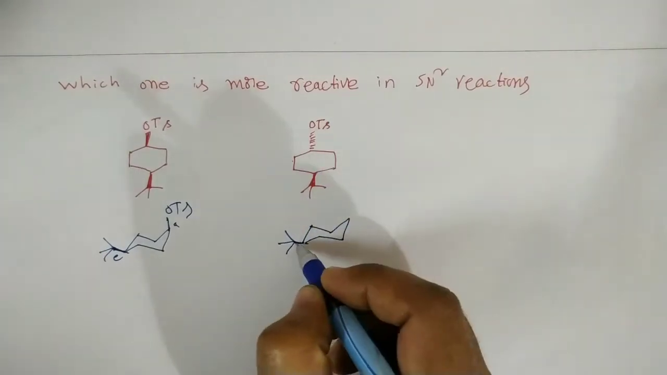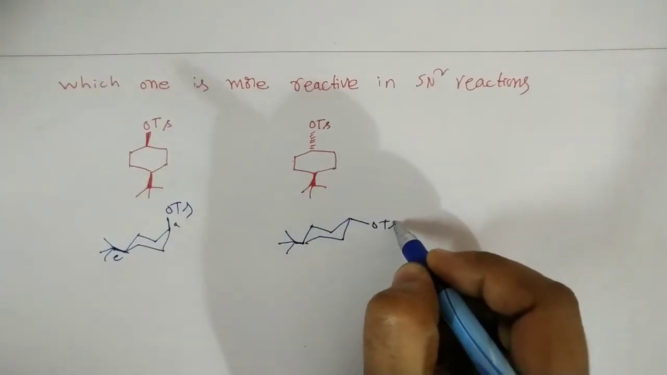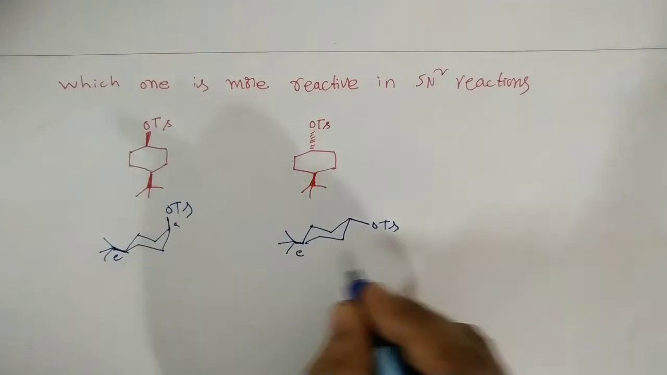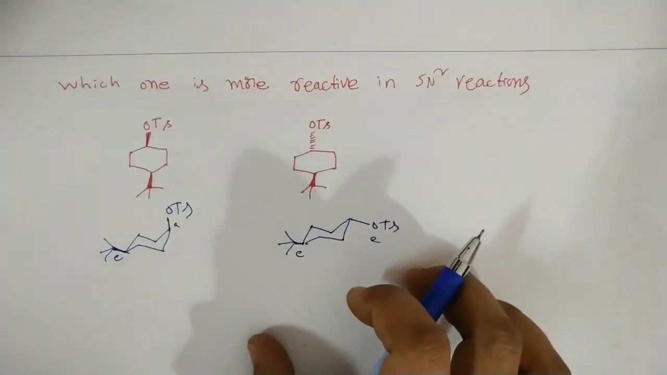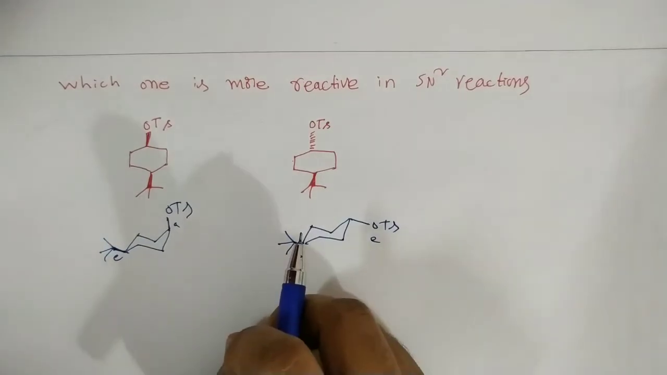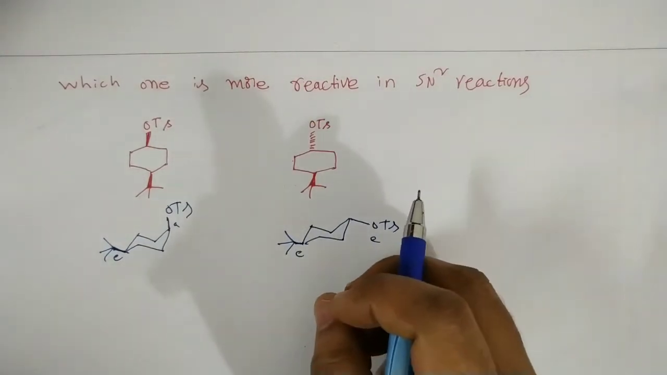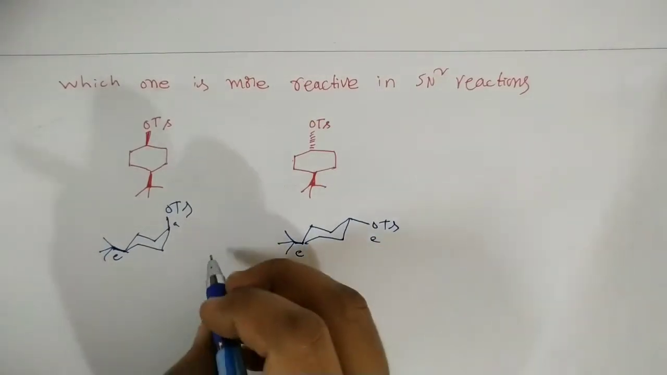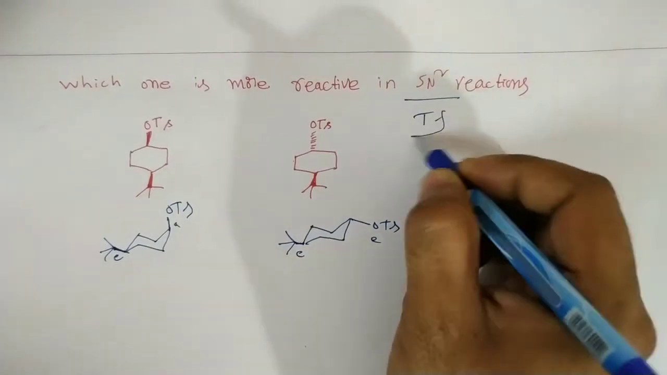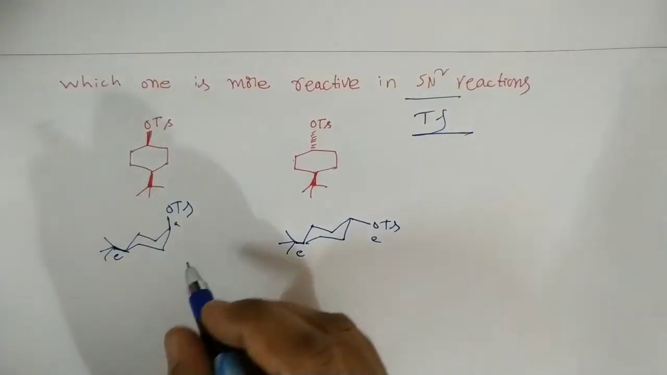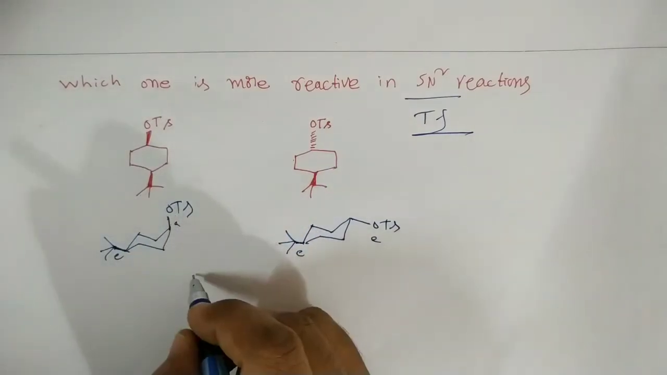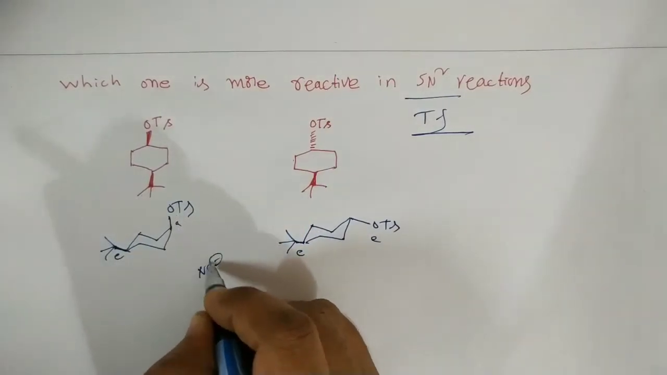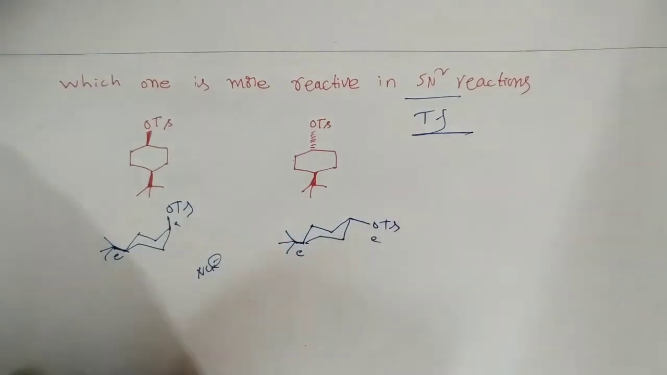So for trans, if it is upward, then OTs must be downward. So here, equatorial is the trans form. Which is more reactive towards nucleophilic substitution, that is a bimolecular reaction? The SN2 reaction takes place through a transition state. Whenever the leaving group is in the axial position, that is more reactive, that is more favorable for the nucleophile attack.